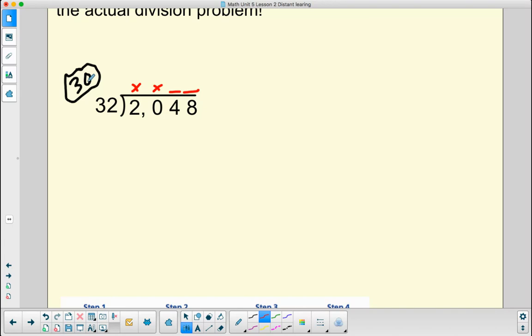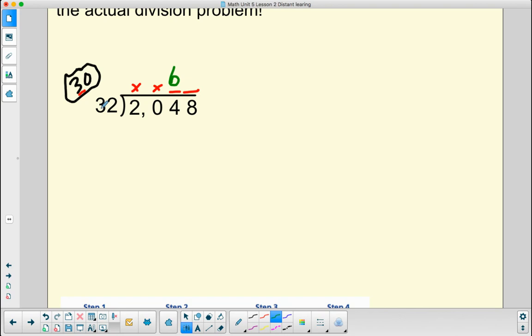I definitely don't know how many 32s go into 204, but I use that estimated 30. Why is 30 easy? Because I can really think of the 3. How many 3s go into 20? Well, that's 6. So there's my estimate. I'm going to estimate my quotient to be about 6 32s in 204. There's about 6 30s in 204. So there's about 6 32s in 204. Now 6 multiplied by 32. I can do this using mental math.